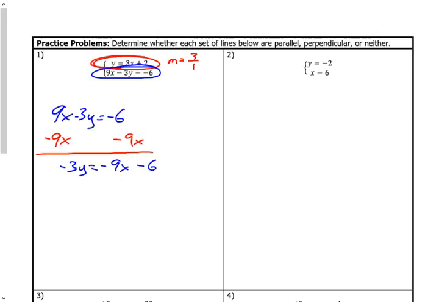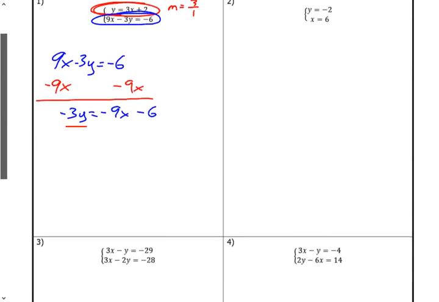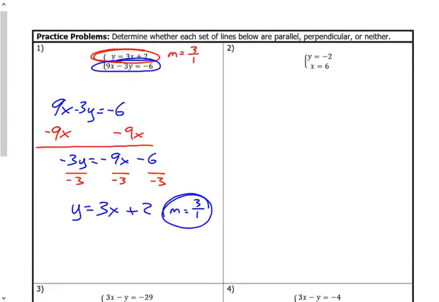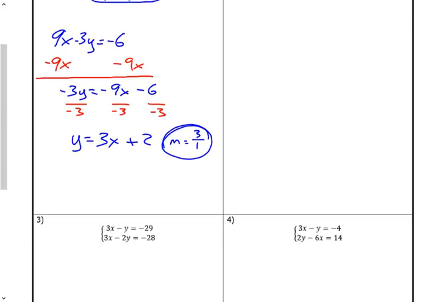And then finish solving for y by dividing by -3. Remember, we have to divide every single term by -3. Well, what's my answer? -9 divided by -3 is 3, plus 2. So in this equation, the slope is 3 over 1. How does that compare to my first slope? They are the same. So because those two are the same, our answer here is parallel.